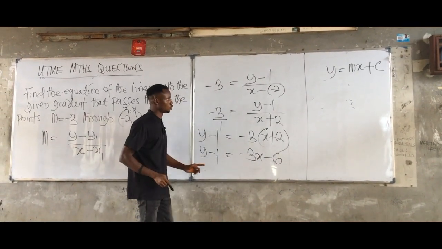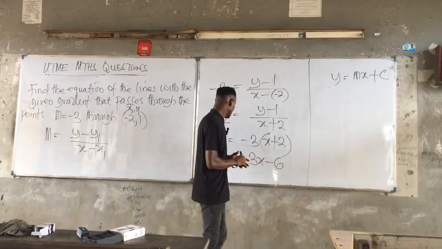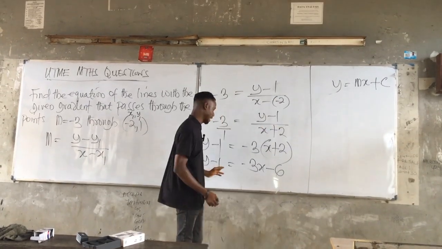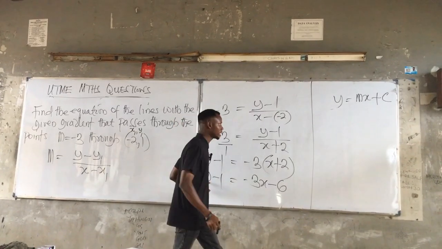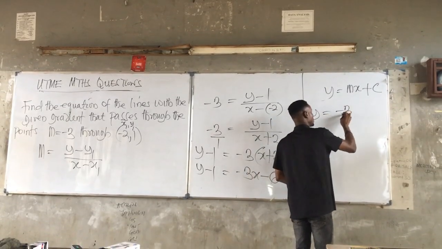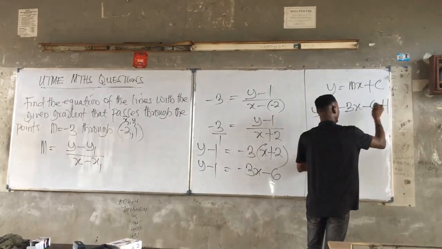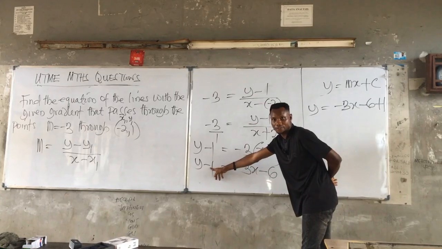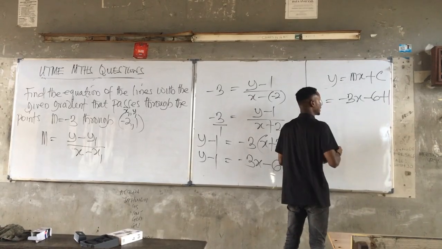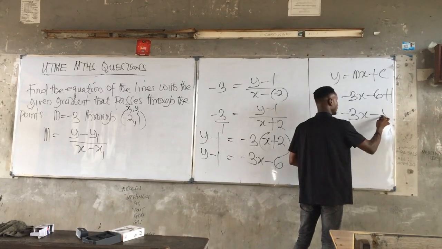Let's make this look like the equation of a straight line, that is y equal to mx plus what? c. To make this look like this, that means I have to make y the subject of the formula. Making y the subject, this is going to be y is equal to minus 3x, what again, minus 6 plus what? 1. I'm taking minus 1 from left to right to change from minus to plus. So 6 plus 1 is the answer, minus 5. That means y is equal to minus 3x minus 5.